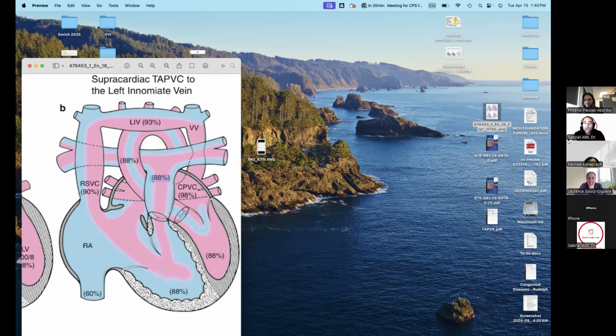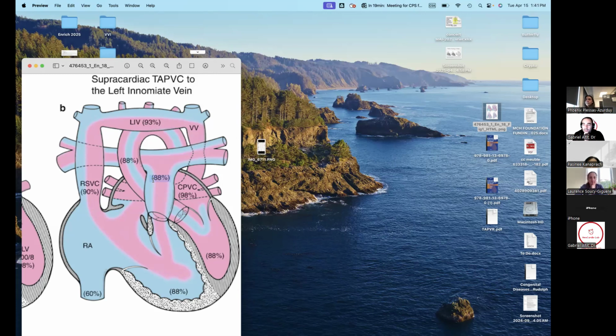Okay. Now, what's the diagnostic key of a TAPVR? There is one finding on echo that should prompt you to always say, okay, I need to rule out TAPVR. What is the one finding, if you do a TNE and you see that, that you should always rule out a TAPVR? It's kind of like, guess.